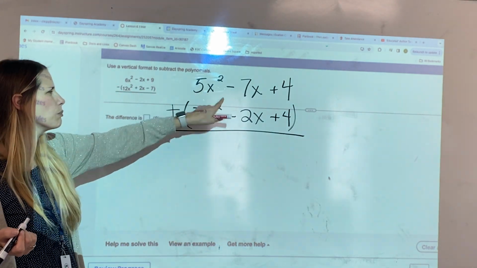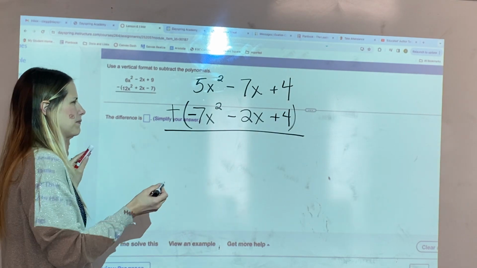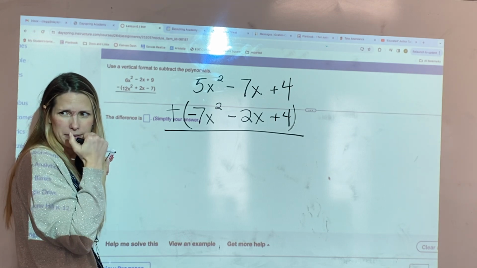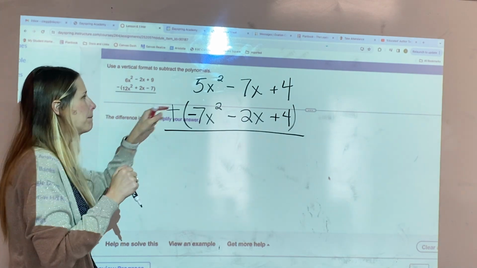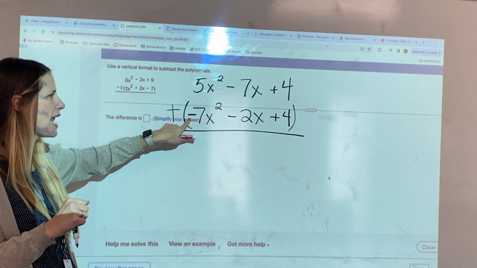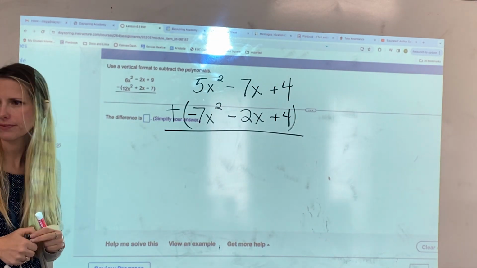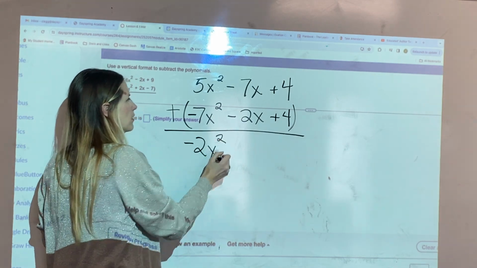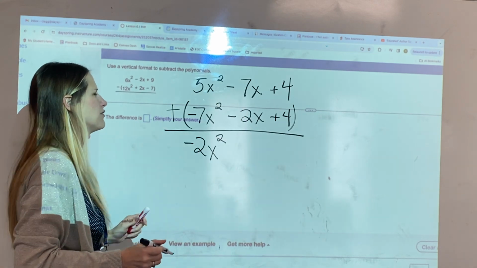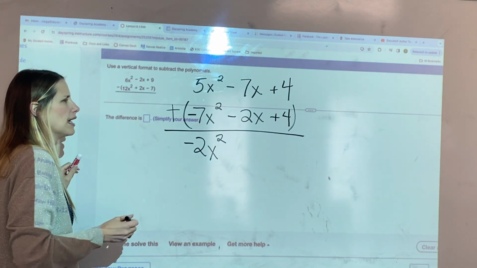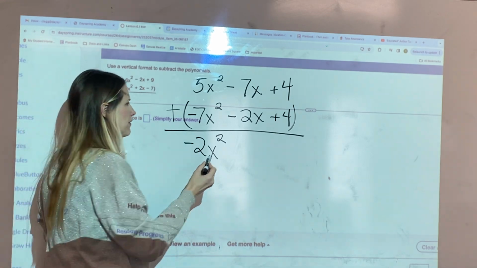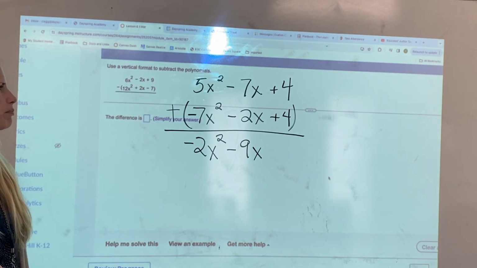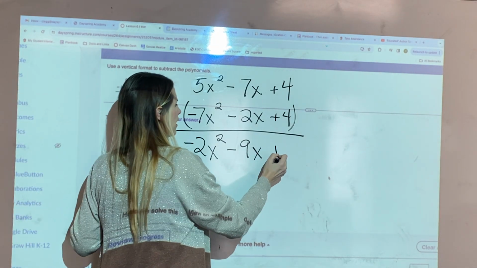A 5x squared plus a negative 7x squared is what? Negative 2x squared. Negative 7x plus negative 2x is? Negative 9x. And positive 4 plus positive 4 is positive 8.